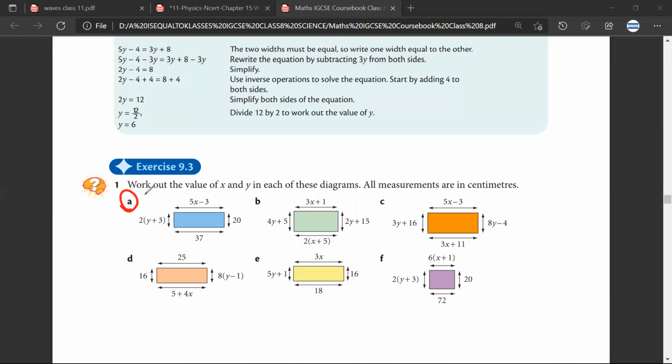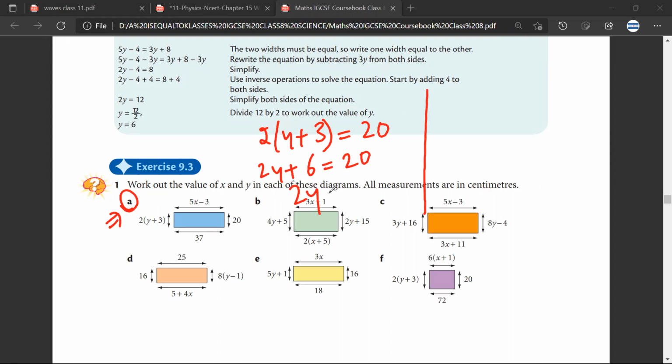Mr. Sarthak, how did you do A part? So in A part, for the width, 2y plus 3 equals 20. So first we'll open the bracket, so it will be 2y plus 6 equals 20. So plus 6 will become minus 6 on the right hand side. So 2y equals 14, and y equals 14 divided by 2, so y is 7.